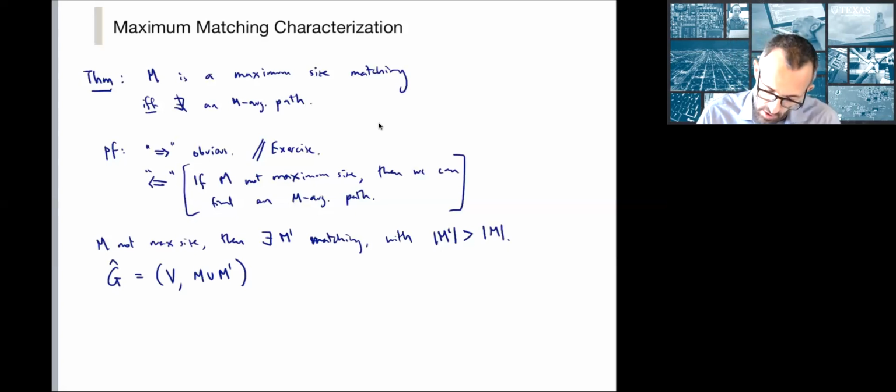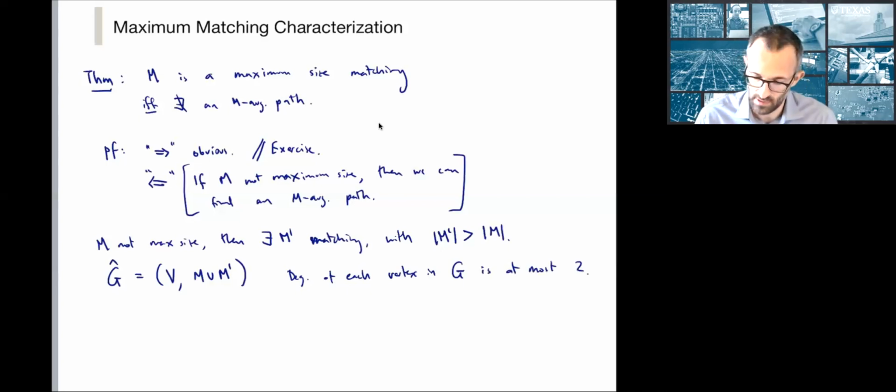And therefore, note that the degree of each vertex in G hat is at most 2. This is clear because a vertex could have no edges, it could be an isolated vertex, it could have an edge from M or M dash, or it could at most have an edge from M and M dash, but it couldn't have any other edges. Because if it had any other edges, it wouldn't be a matching.